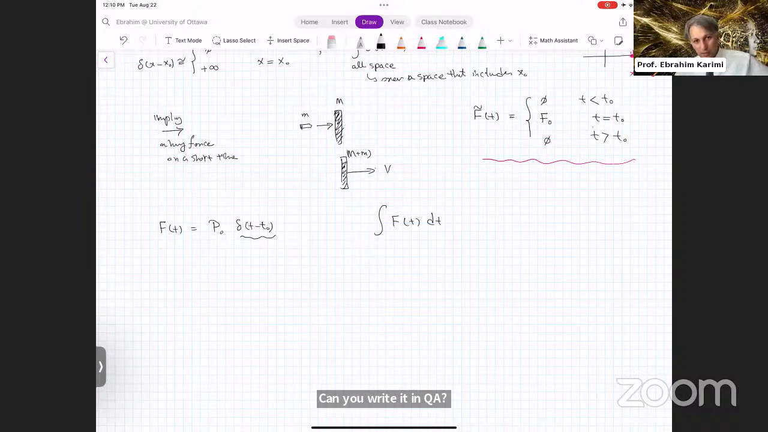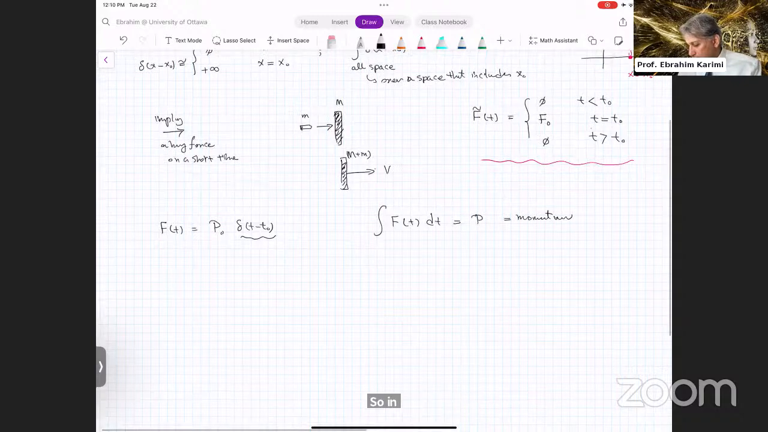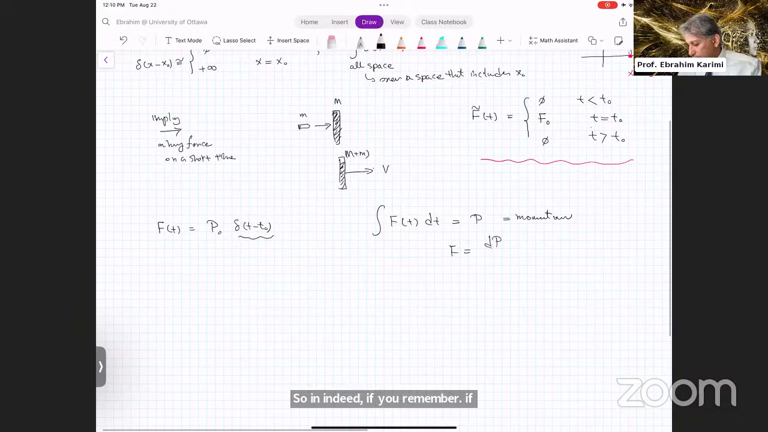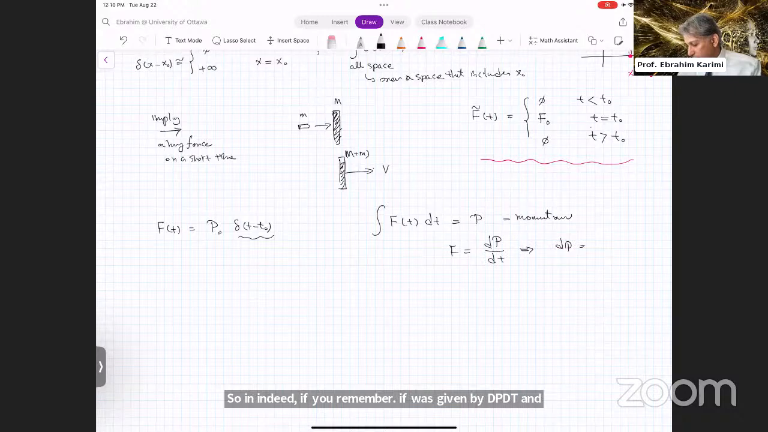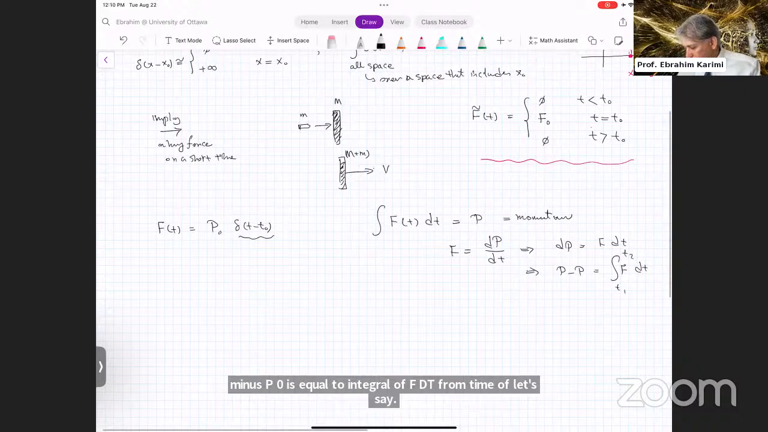Yeah, so Baran wrote it properly. Is the momentum. So indeed, if you remember, F was given by dp/dt, and from here you can calculate dp is equal to F dt, and therefore the change in momentum, or let's say p minus p0, is equal to the integral of F dt from time t1 to time t2, then you have a p1 and p2.